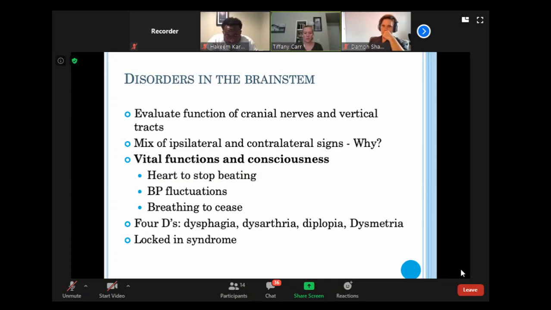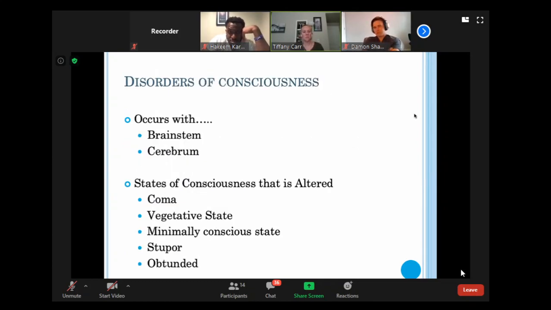It's another one of those where they're able to move their eyes, but they've had brainstem, spinal cord injury, and they can't do or express anything else. The only nerves that are working are usually their eye muscles. So disorders with consciousness occurs with brainstem and cerebrum disorders. The states of consciousness are going to be the coma, vegetative state, minimally conscious state, stupor, and obtunded.